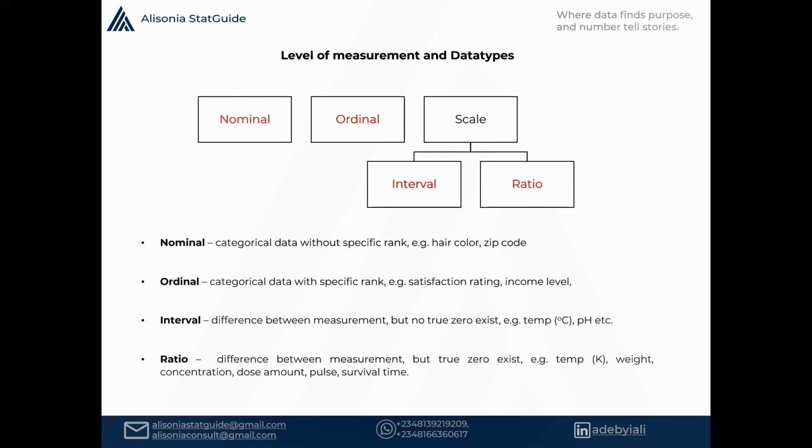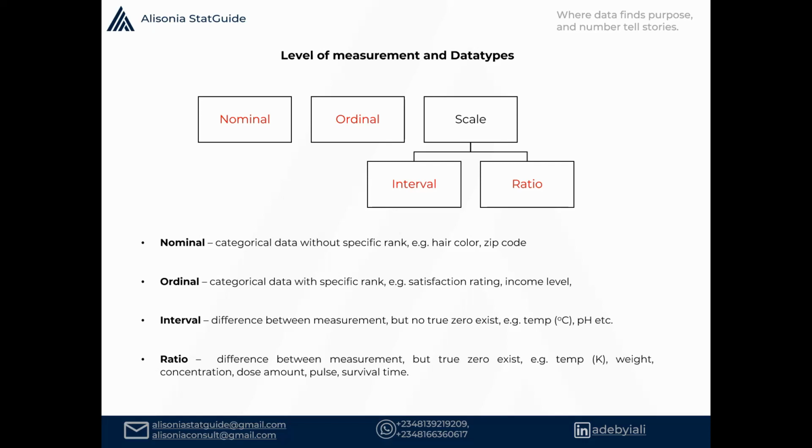Now for the interval level, there is difference between measurements. For instance, the difference between a temperature of 10 degrees Celsius and 20 degrees Celsius is the same as the difference between 50 degrees Celsius and 60 degrees Celsius. What are those differences? Just 10 degrees Celsius. So that is what they mean by that. I'll come to that later.